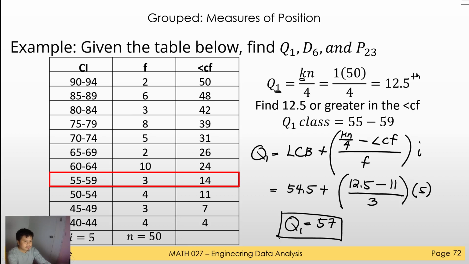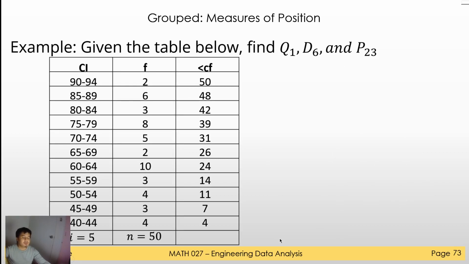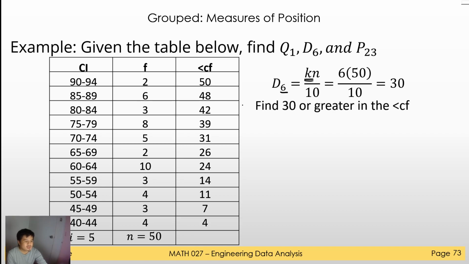Okay. So to find D6 or the sixth decile, using the same table, we now want to find the kn over 10 for deciles. So for kn over 10, k is equal to 6. So we multiply 6 by 50 over 10, so the value is 30. Therefore, we want to find the class with 30 or more less than cumulative frequency. So we should choose this 70 to 74 as our D6 class.